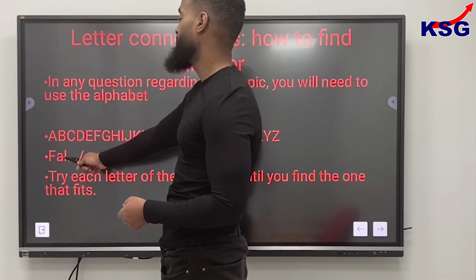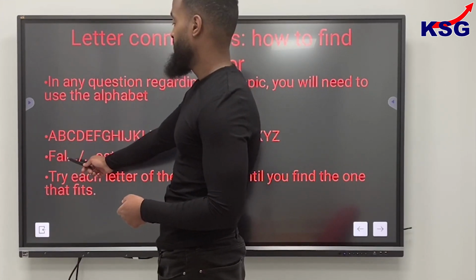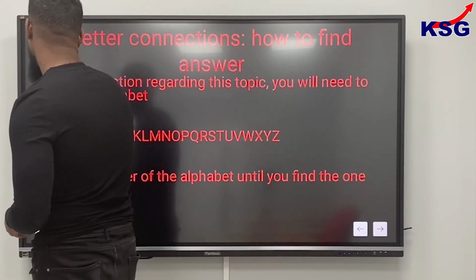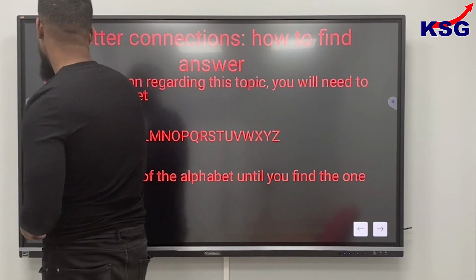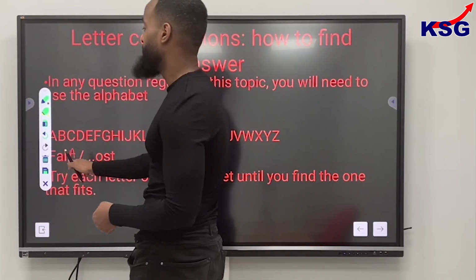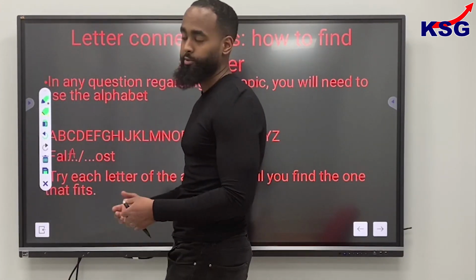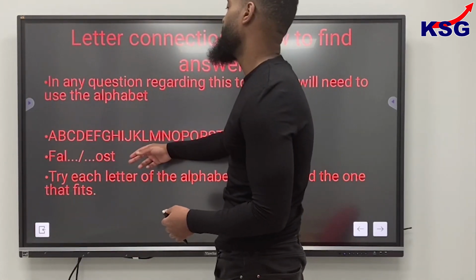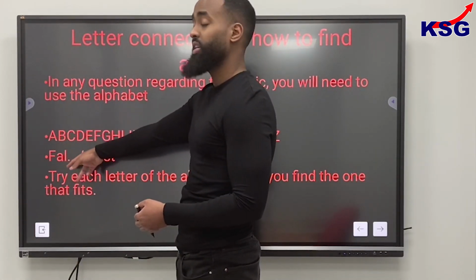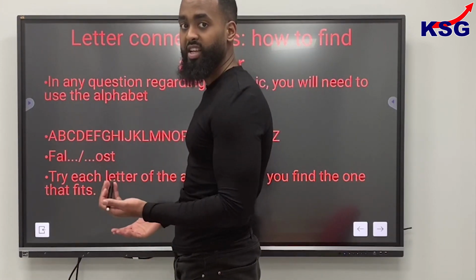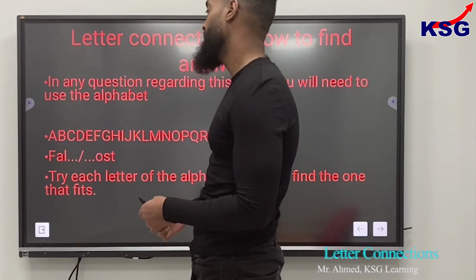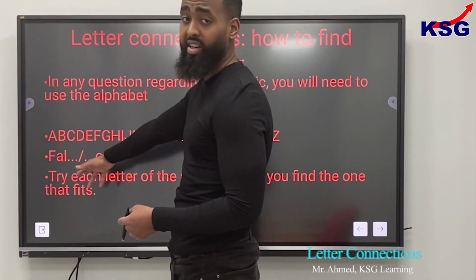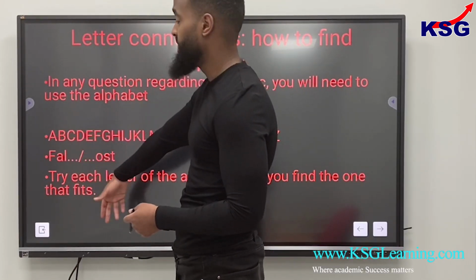If we put A at the end of FAL, we could test it out. It would say FALA. That's obviously not a word. So we'll move on and go with the letter B. It would be FALB. That doesn't turn into a word either, does it? So we continue to move on with each letter until we find the correct word. We'll do that very quickly now.